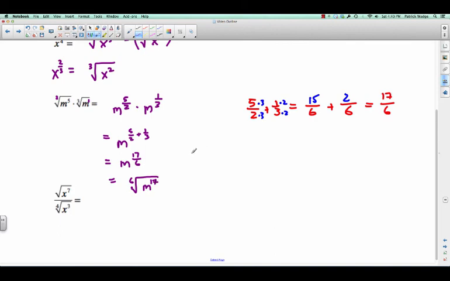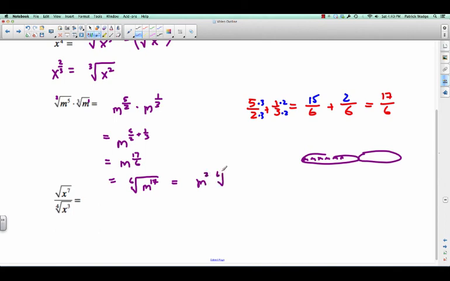Guess what? You can simplify this even more. If you think about it, you have 17 m's, m times m times m times m times m. I'm not going to write all 17. They come out in groups of 6. So how many groups of 6 can you get there? You can get 2 groups of 6. You'd have one group of 6 and another group of 6. Those would both come out. So you'd have an m squared out front.